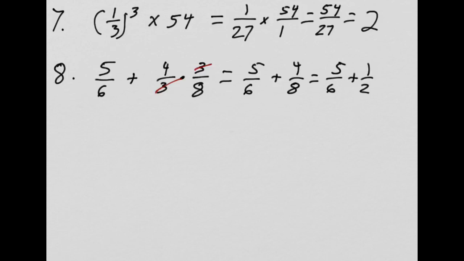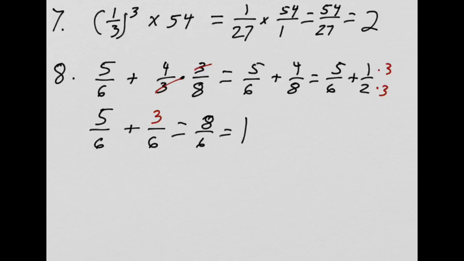Now I can look at having a common denominator, which would be 6. So we'll have 5/6 plus 1/2 is going to be the same as 3/6, multiplying each of those by 3. And so that will give me 8/6, which will equal 1 and 2/6. I can reduce that to 1 and 1/3. So that's your answers.